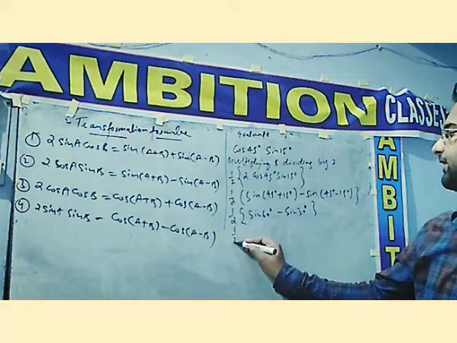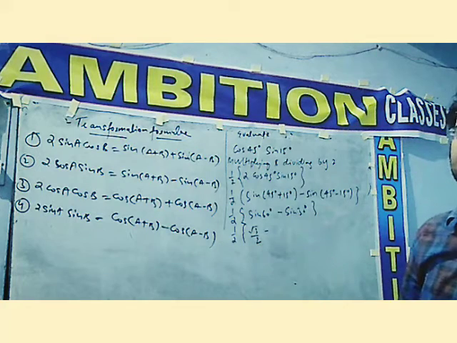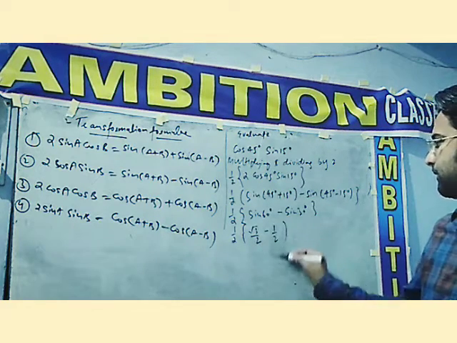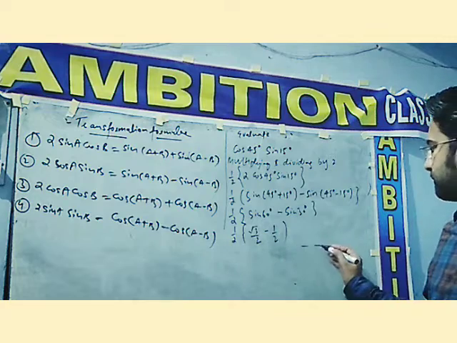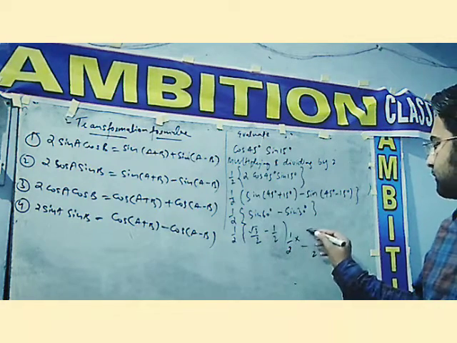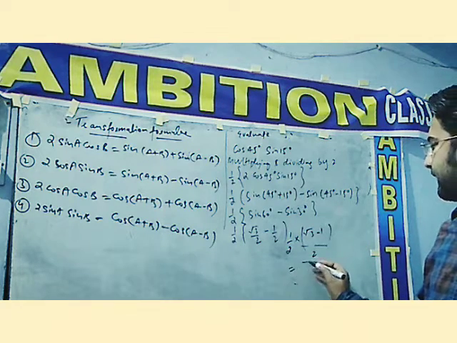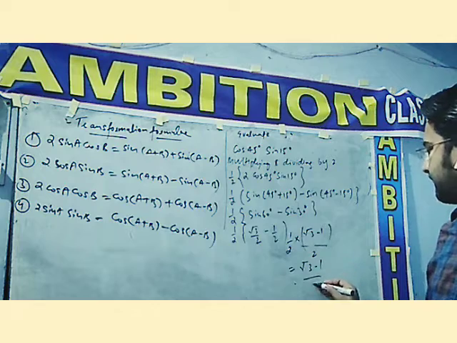What is the value of sin 60 degrees? It is root 3 upon 2. What is the value of sin 30 degrees? It is 1 upon 2. Students, we will take 2 as the LCM. So what will we get here? Root 3 minus 1. So on solving, we will get (root 3 minus 1) upon 4.